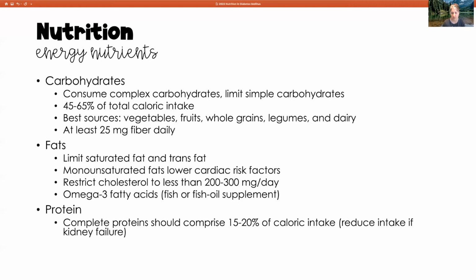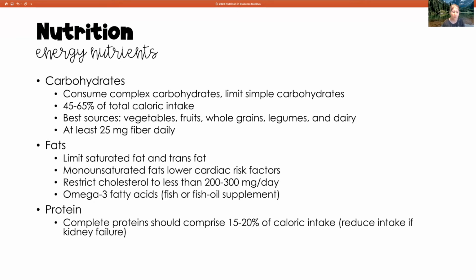We want to restrict cholesterol to less than 200 to 300 milligrams per day. Again, 200 or less is ideal for cardiovascular health. And then we do want a diet that at least includes or even is rich in omega-3 fatty acids. Best sources for those are going to come from fish and fish oil supplements. There are certainly other sources, but fish is really going to be the best source. The recommendation is fish is eaten 2 to 3 times per week.